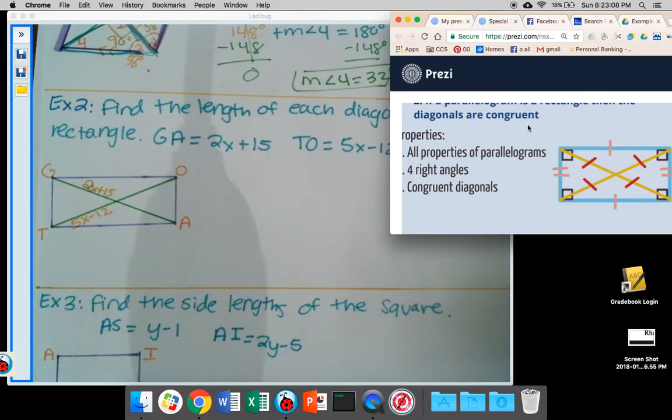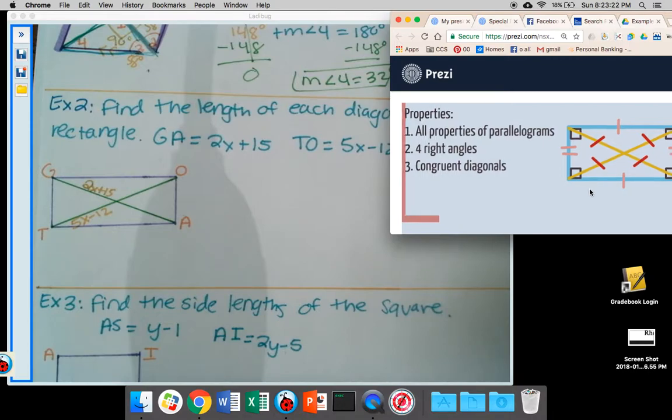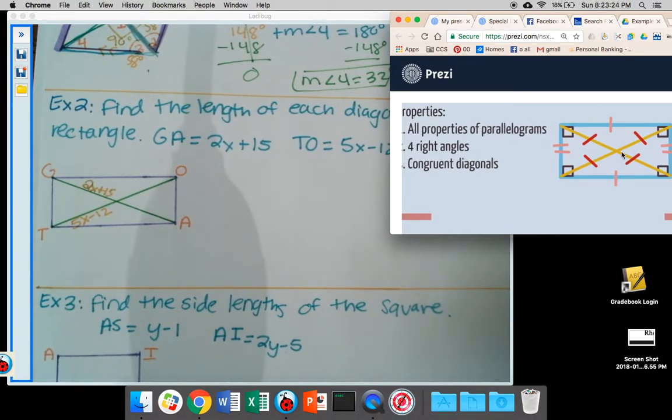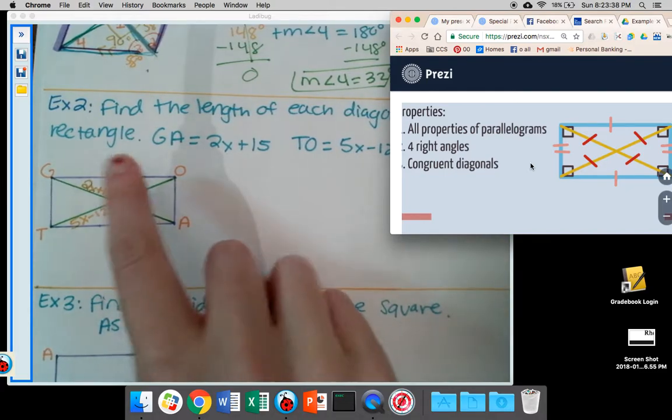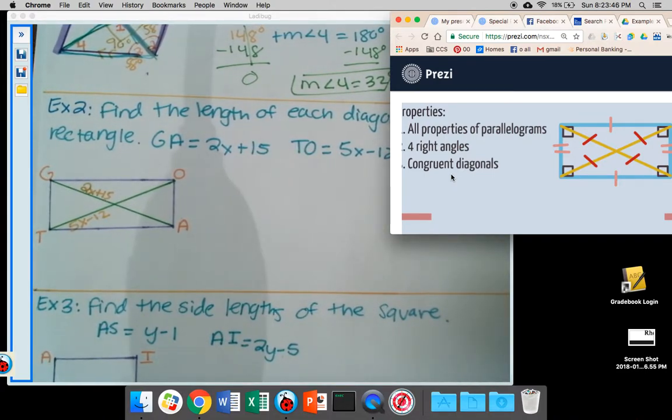Alright, so here are the properties of a rectangle. Since it's a special kind of parallelogram, it contains all the properties of a parallelogram. By the definition of a rectangle, it has 4 right angles. And the last property is that the entire diagonals are congruent. Since it is a parallelogram, the diagonals also bisect each other, so each little piece of the diagonal is also congruent. So do you see a property that pertains to the diagonals that just might help us solve the problem?